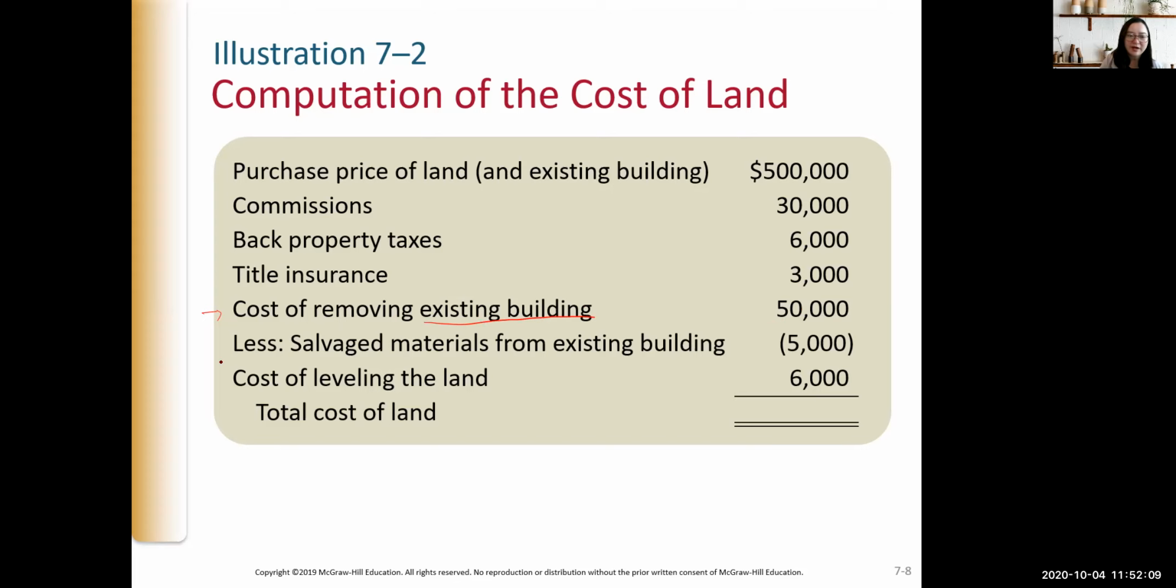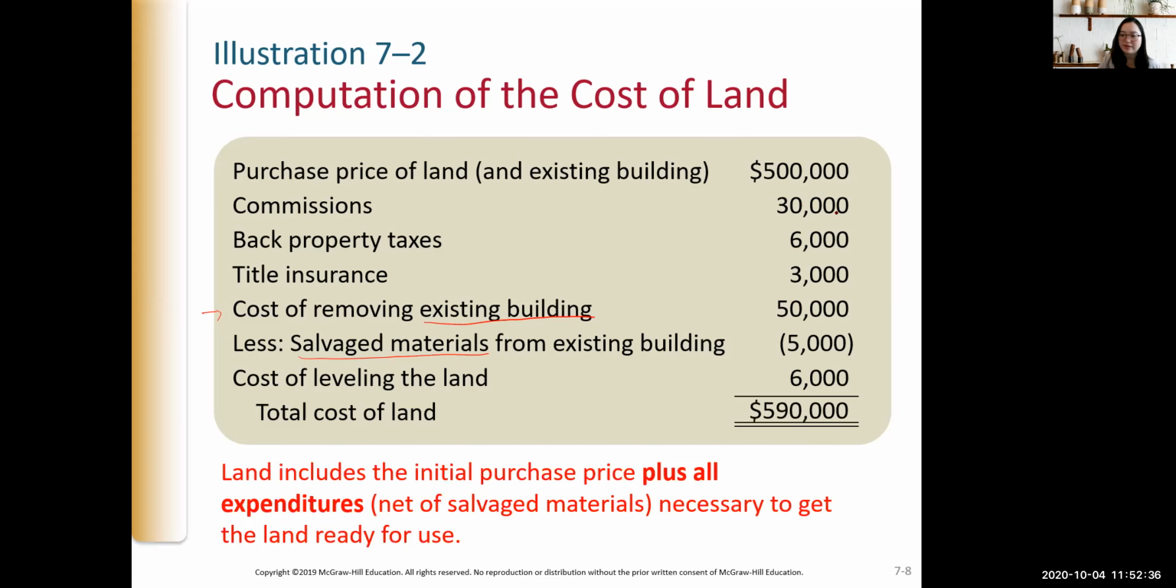And then at the same time, you find that when you get rid of those existing buildings, there's material such as bricks and metals that you can sell for money as well. Hence that knocks down the cost of removing by $5,000. So that will reduce your cost of land. And then after that, you need to level that land for $6,000. Hence, the piece of land that you just purchased is actually totaled at $590,000.